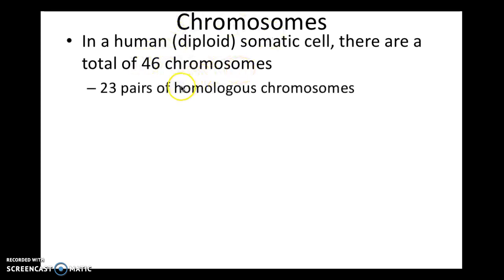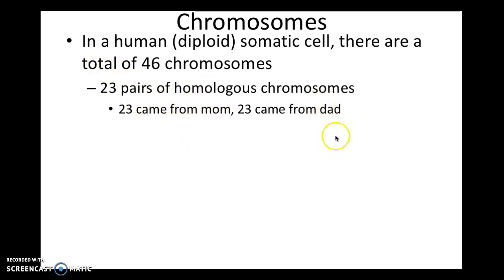That means that there are 23 pairs of homologous chromosomes. Homo means same. So they are the same chromosome, like they're both chromosome 1, but they code for different things. I'll have a picture coming up soon. 23 came from mom and 23 came from dad.